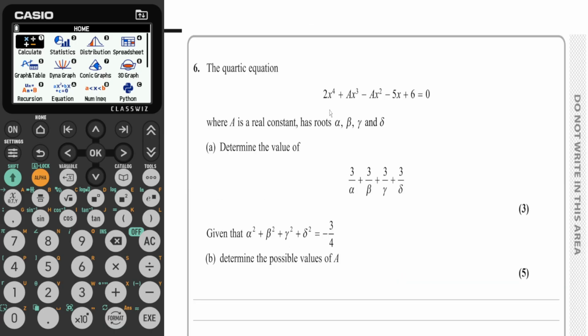Question number 6. The quartic equation 2x^4 + ax^3 - ax^2 - 5x + 6 = 0, where a is a real constant, has roots alpha, beta, gamma and delta. Before we do anything else, let us divide the equation by 2. In doing so, we have x^4 + (a/2)x^3 - (a/2)x^2 - (5/2)x + 3 = 0.